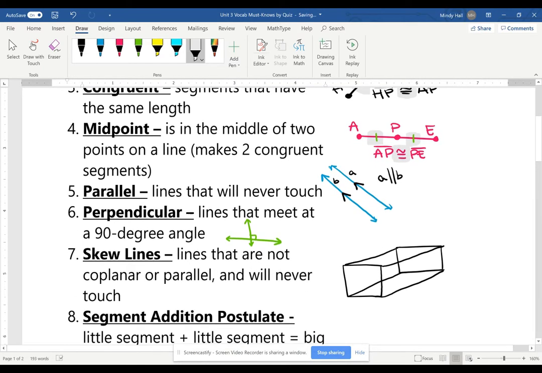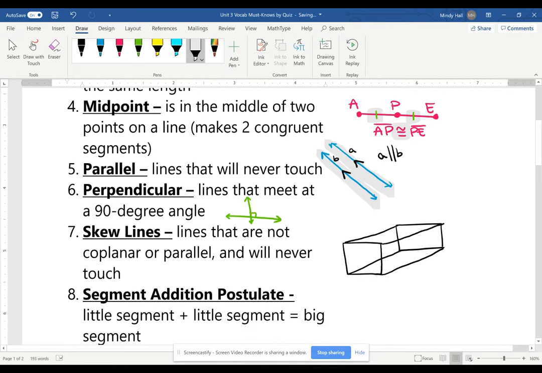For parallel, that is going to be lines that never ever touch. So you notice that they would just be never touching each other at all. So then perpendicular, remember, meets at a 90-degree angle. So just make sure that they have that little right angle symbol in there.